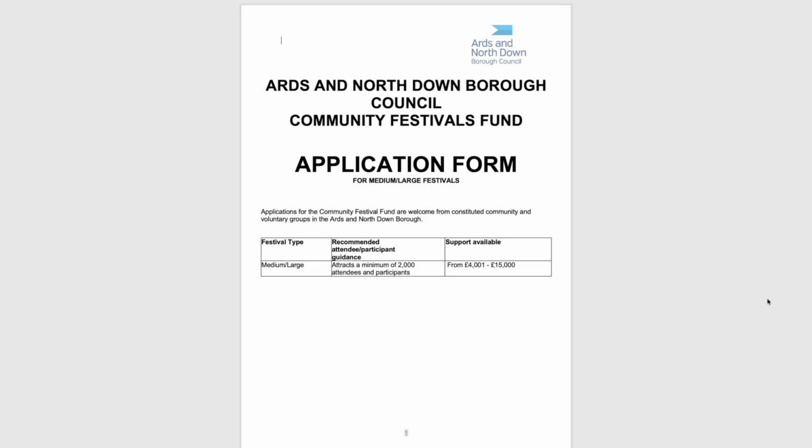There are two different forms for the Community Festival funding. The medium and the large festivals is for funding from £4,001 to a maximum of £15,000. The other application is for the local and neighbourhood festivals, and the funding available is up to £1,000 for a local festival and up to £4,000 for a neighbourhood festival, and there is a separate video for the local and neighbourhood applications.